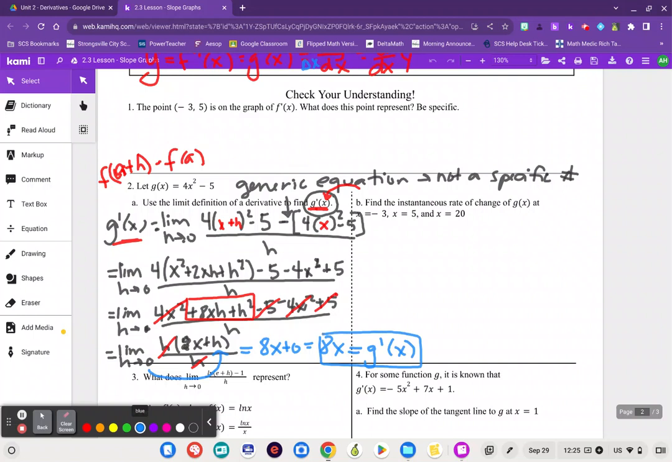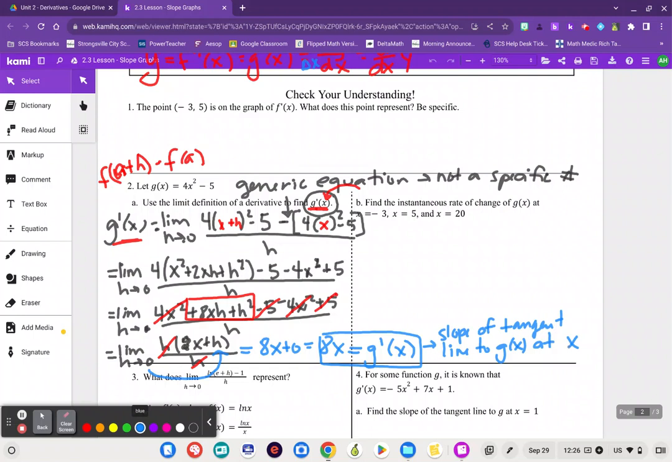As a reminder, g prime represents the slope of the tangent line to g at x. Slope of the tangent line to g at x, okay?